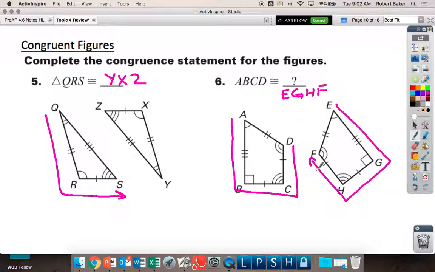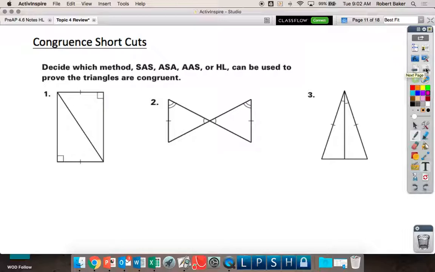And then everybody's favorite. Decide which method, side, angle, side, angle, side, angle, angle, angle, side, or HL can be used to prove the 2 triangles are congruent. Number 1, what kind of triangle is that? A right triangle. What is the only way we ever proved right triangles were congruent? HL. Do I have L's? Yes. Do I have a set of H's? Yes. That is the HL theorem.